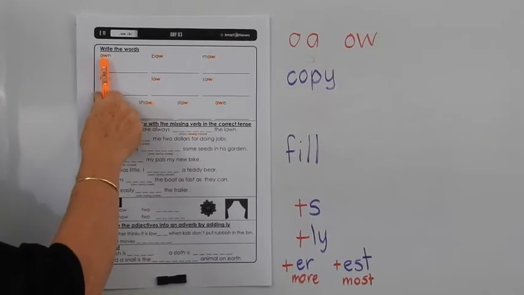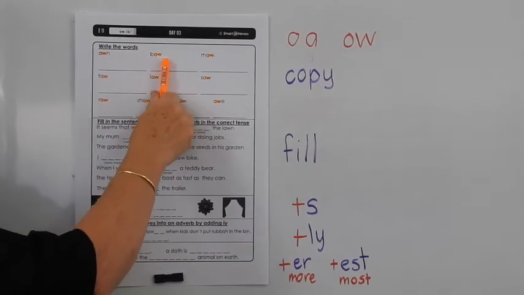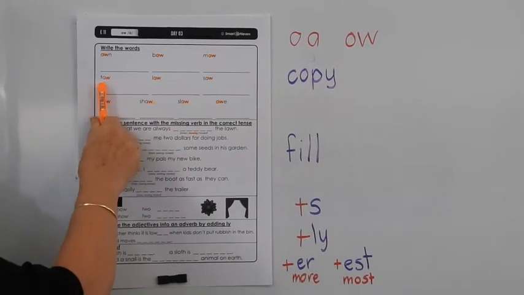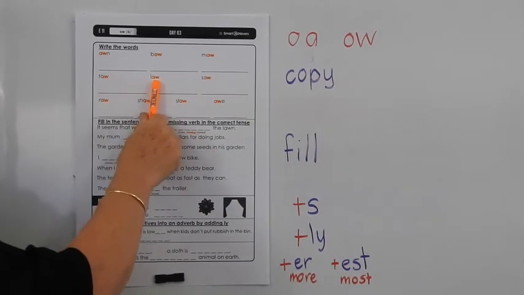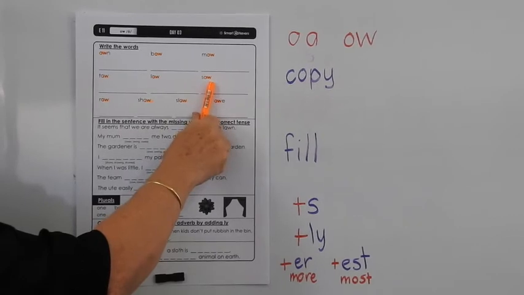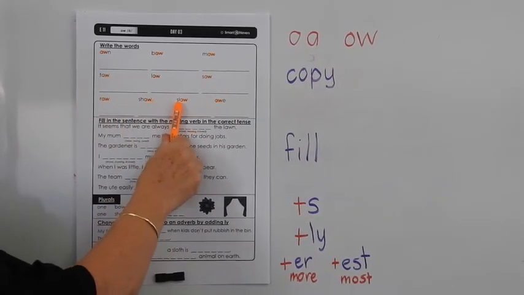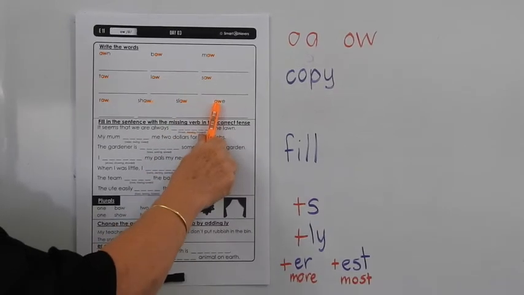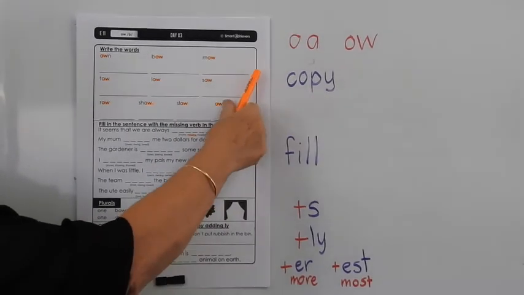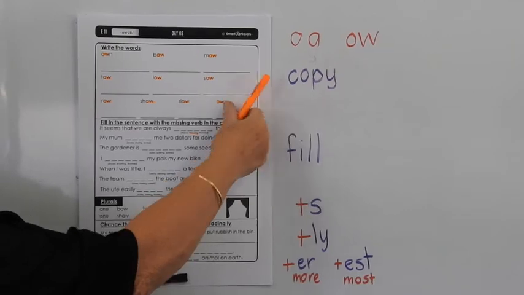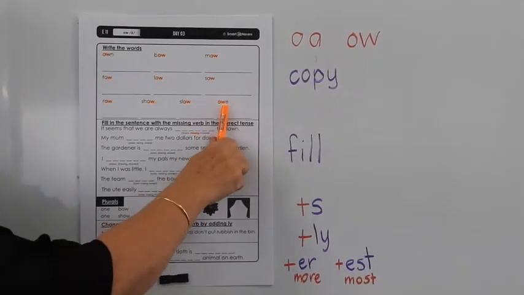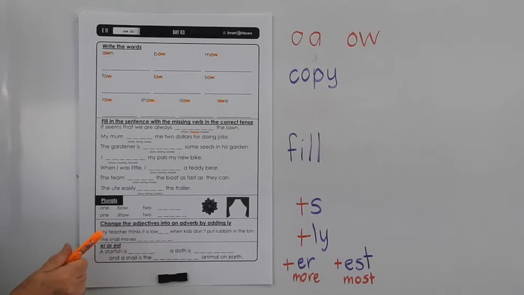O, n, own. b, o, bo. m, o, mo. t, o, to. l, o, lo. s, o, so. b, r, o, bro. sh, o, show. s, l, o, slow. And the only reason we have this E on the end is to change that from a phonogram into a word, because most English words have three or more letters.